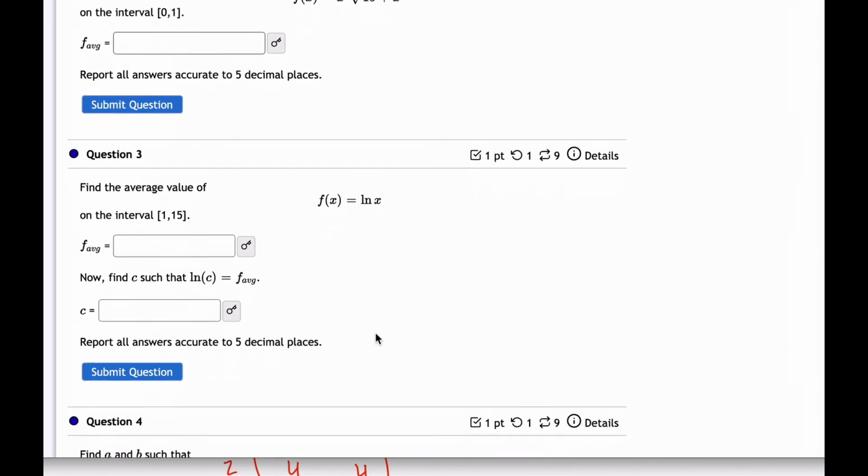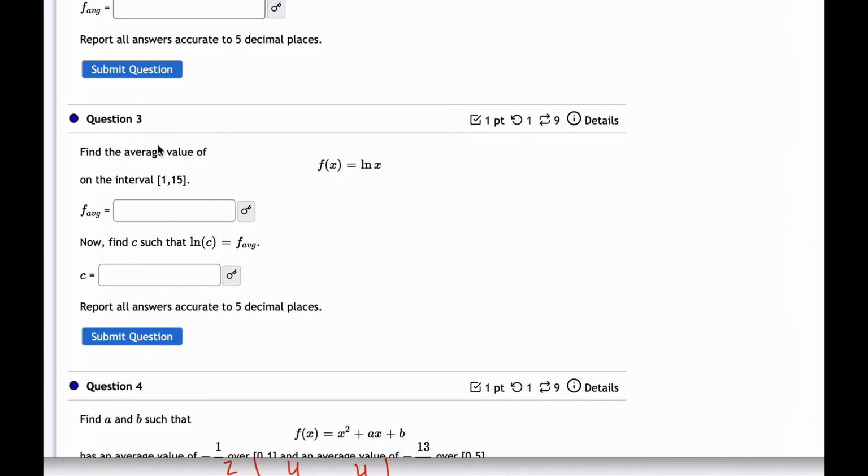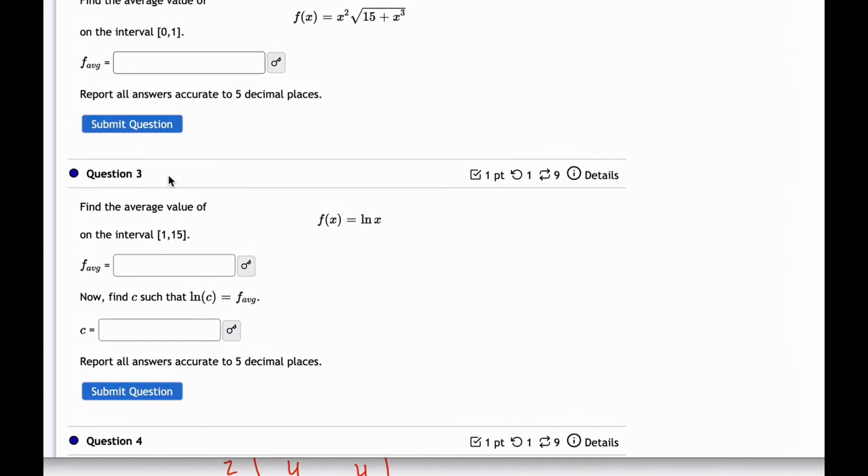Question 3, the last of the required ones, looks pretty similar. You're supposed to find the average value. They give you a different function, and they give you a different interval, but whatever, that's fine. We'll need to figure out the antiderivative of this. Think integration by parts. I think we've done that a few times now in this class, and that goes here.